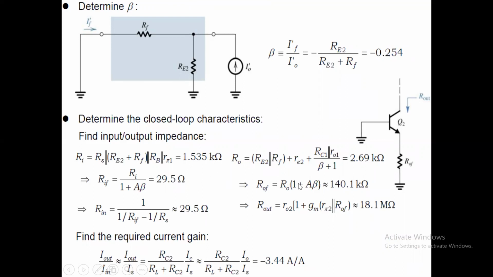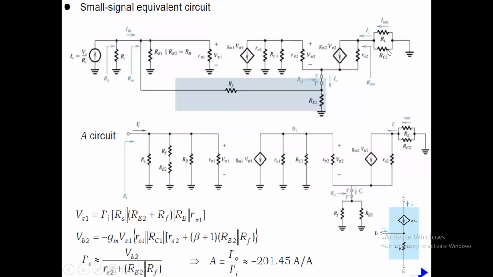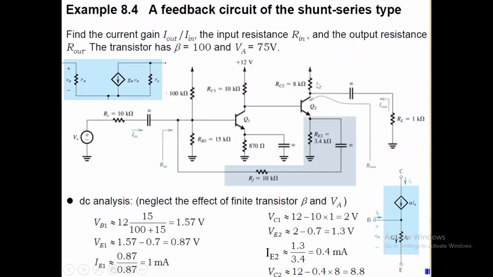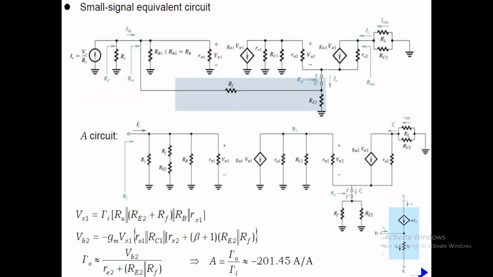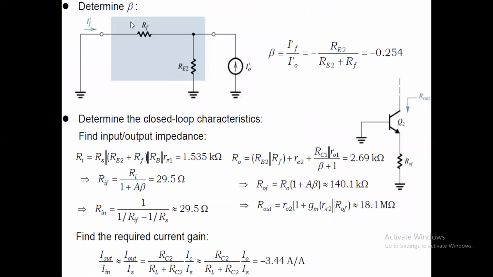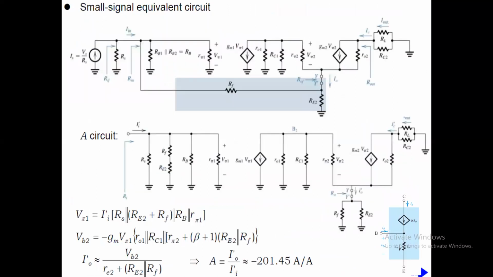Then the output side, RO, you can try to find out RO. RO can be considered from the circuit over here. This is the value of RO. The value of RO which we need to find from here, and that value will be the value which corresponds to RE2 in parallel with RF.